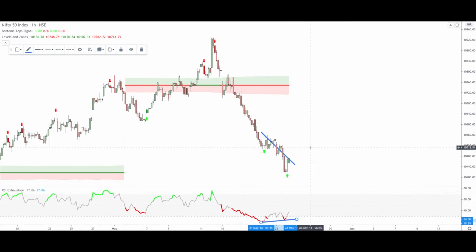The second rule that we are looking for is to have the RSI exhausted. And in this case, the RSI is bearish exhausted. You see the red area here, and it's also red down here. So we have a divergence and we have exhaustion. The last rule, the third rule, is to have a bottom. And guess what? We have one here.